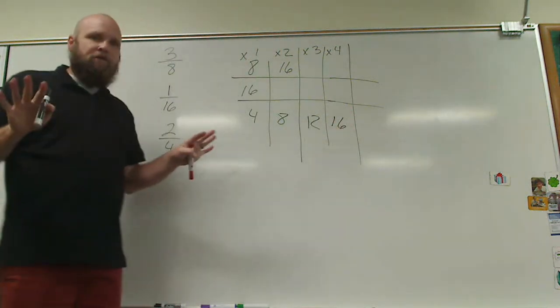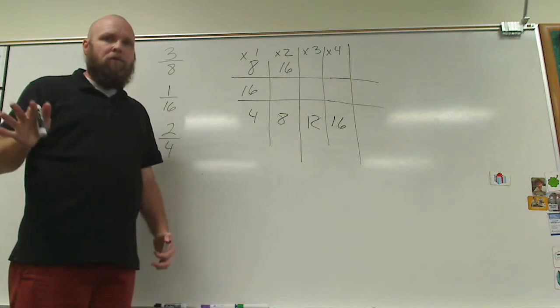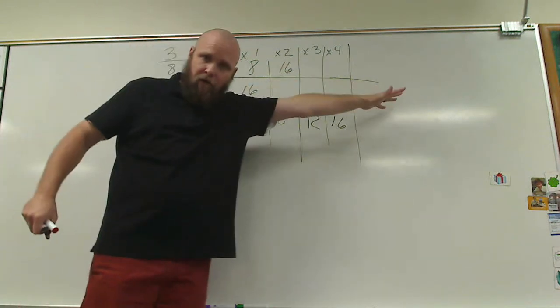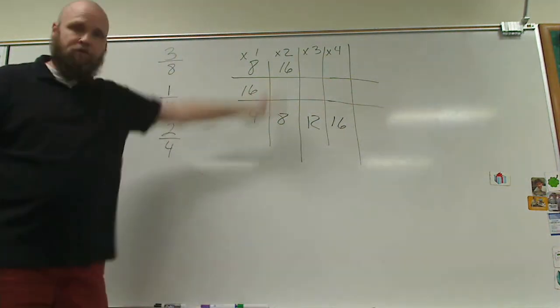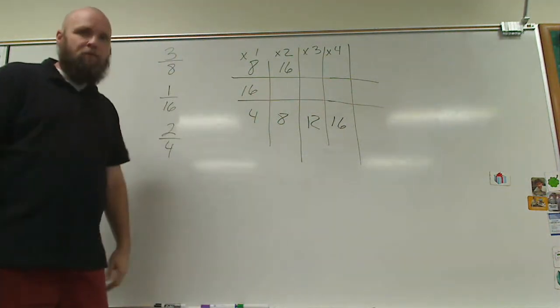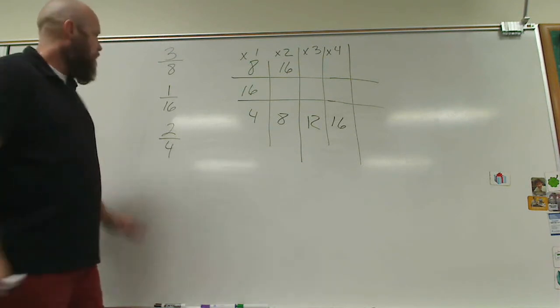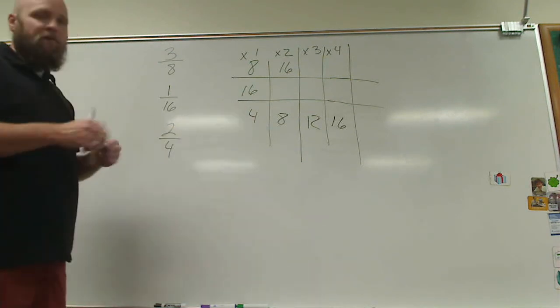Every set of numbers is going to have a common multiple. Every set. Now the common multiple may be way down there, or it may be close, like this. But every set of numbers will have a common multiple. Okay, and it's not going to be 1. Now I know that 16 is my common denominator.